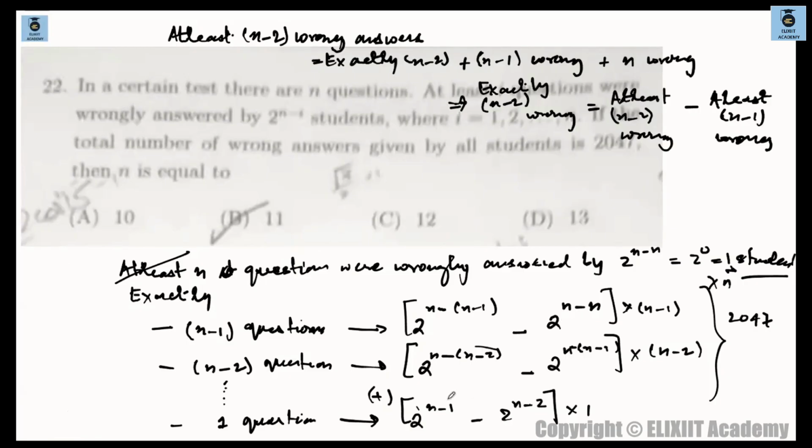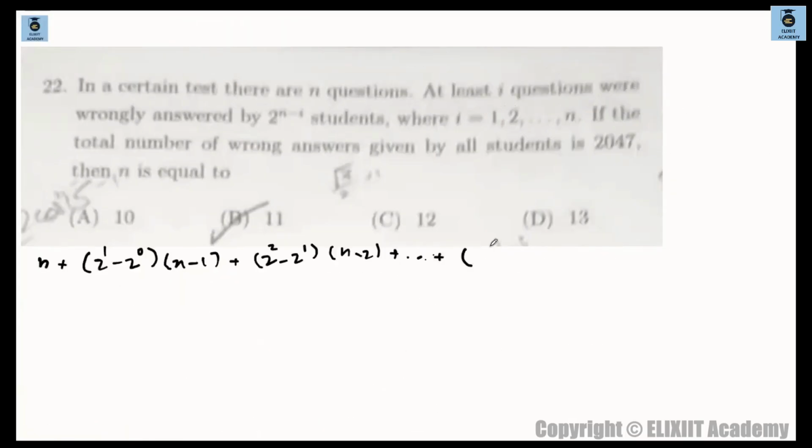Continue still. Last term is basically 2 to the power of n minus 1 minus 2 to the power of n minus 2. Next term is what? Next term is 2 cube minus 2 square, and so on and so forth. So this goes up till 2 to the power of n minus 1 minus 2 to the power of n minus 2 multiplied by 1. Right?